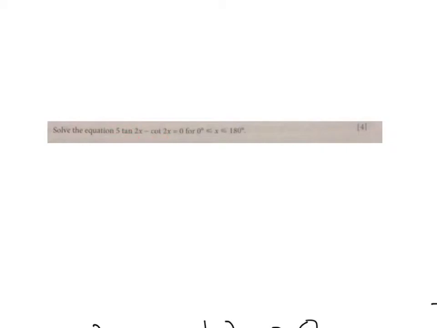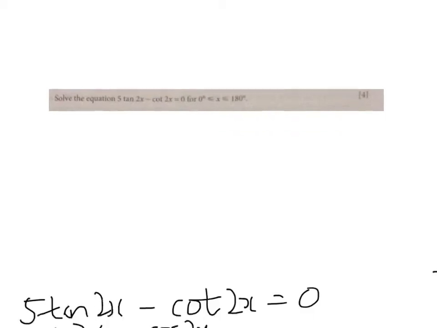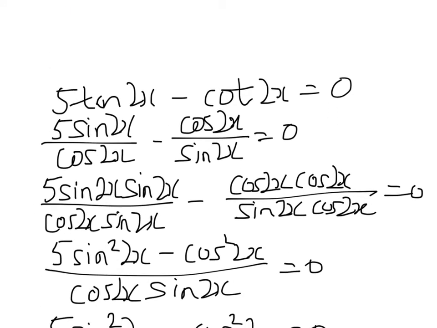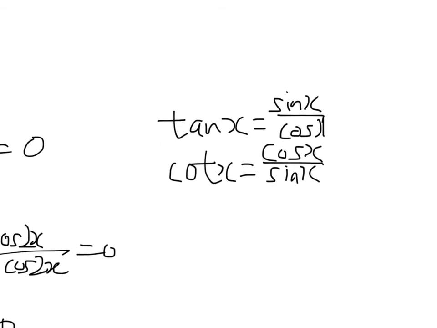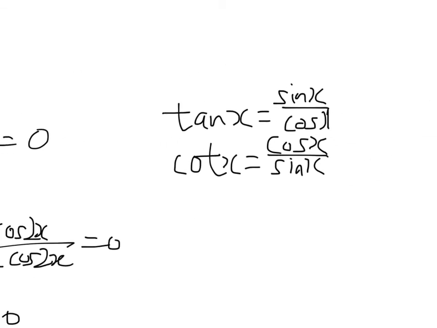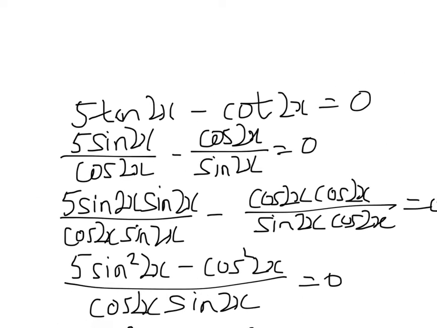So you have to do something like this. As you can see, I start off by writing my question again: 5 tangent 2x minus cotangent 2x equals 0. And now you can see that I have used one of the identities given to us, that tangent x is equal to sine x over cosine x, and cotangent x is equal to cosine x over sine x. Using this, we can change tangent 2x to sine 2x over cosine 2x and cotangent 2x to cosine 2x over sine 2x.